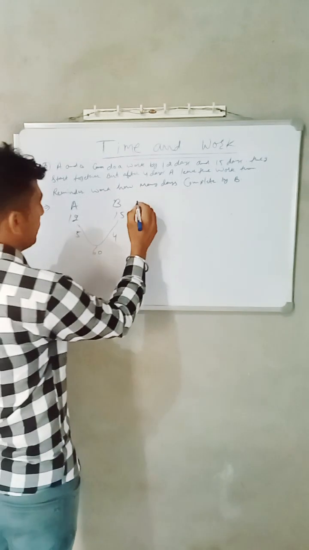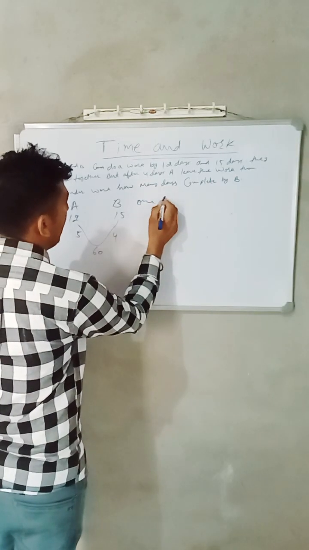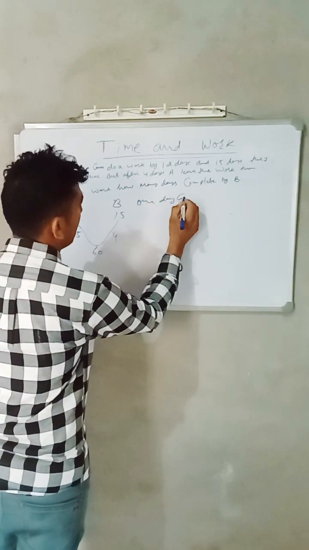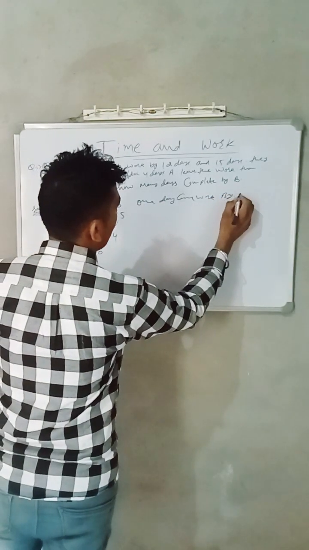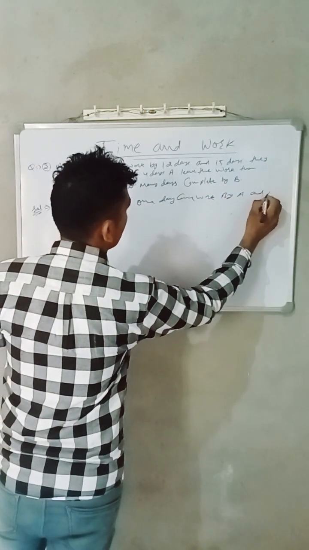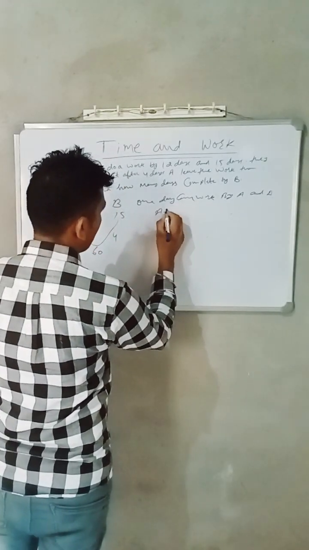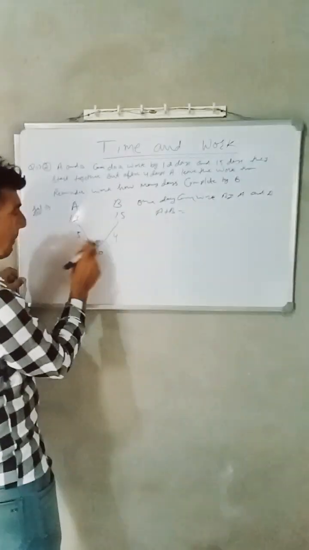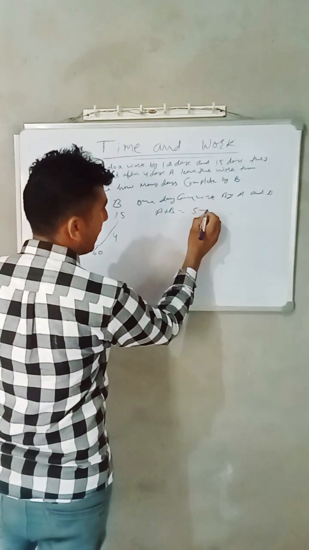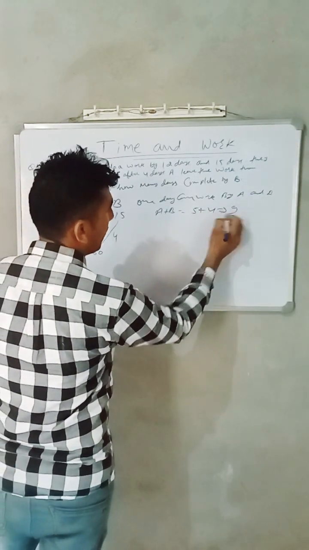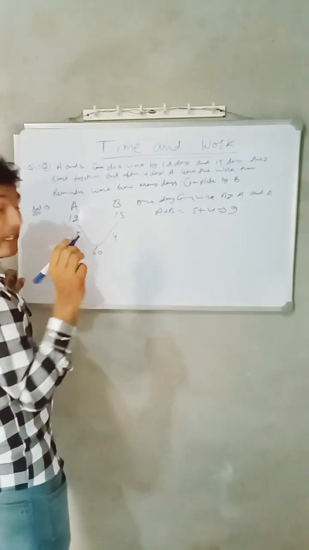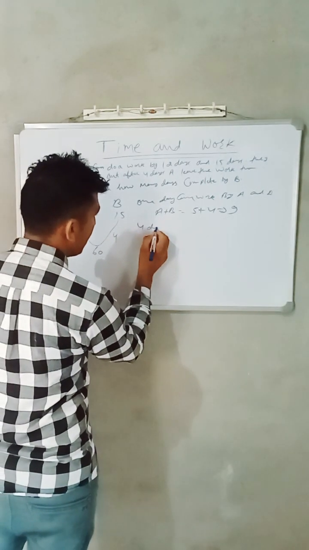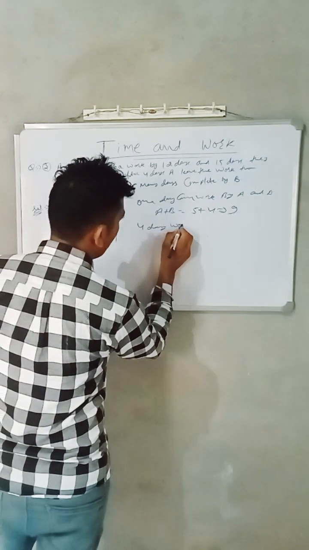So 1 day of work by A and B: A plus B is equal to 5 plus 4, which is 9. They started together, but after 4 days. So 4 days of work by A and B.